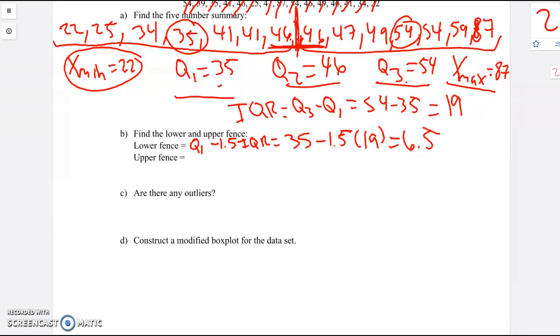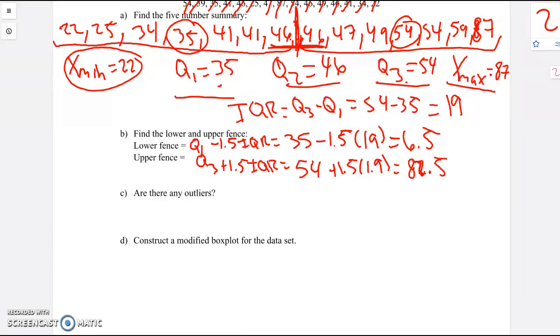Then my upper fence is going to be Q3 plus 1.5 IQR. So Q3 is 54 plus 1.5 times 19, and what this gives me is 82.5. So basically, all of my data is going to lie between 6.5 and 82.5 in order for it to not be an outlier. That's basically what it's saying.